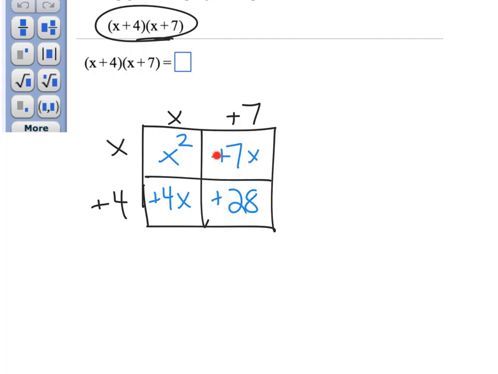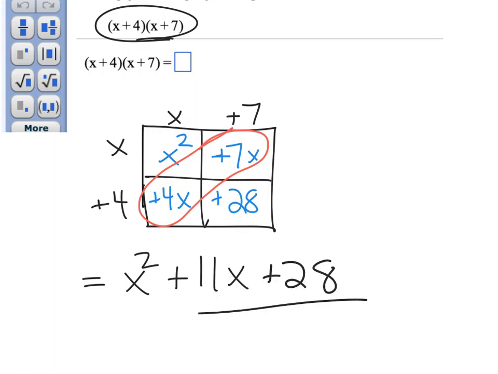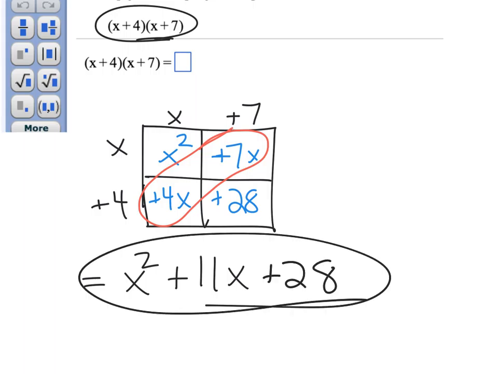Now when I'm simplifying, this one has no like terms, so it's just x squared. I can see that these are like terms, so I've got positive 4x plus 7x, that's positive 11x. And then I see that this one has no like terms out of the four that we're adding, so that's plus 28. And there we go, using the area model to multiply.